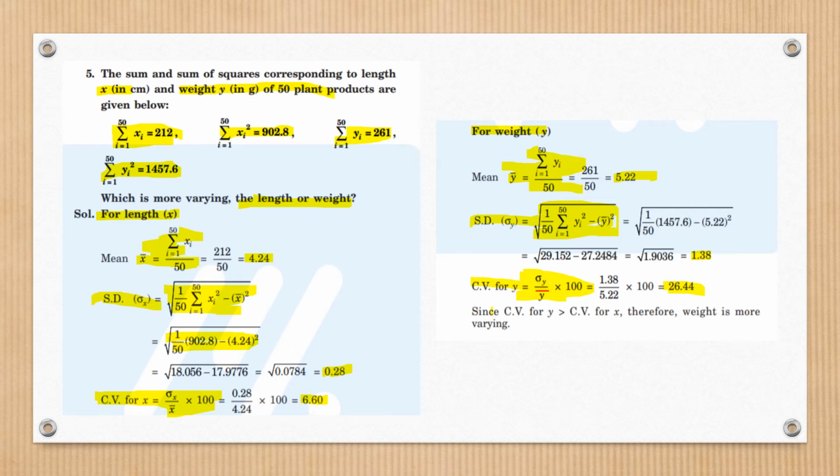Okay, so since CV for y is greater than CV for x, it means weight is more varying. The one whose variation is more is more varying, right?